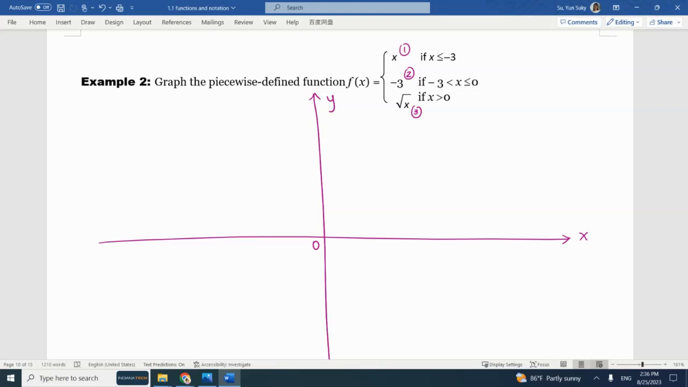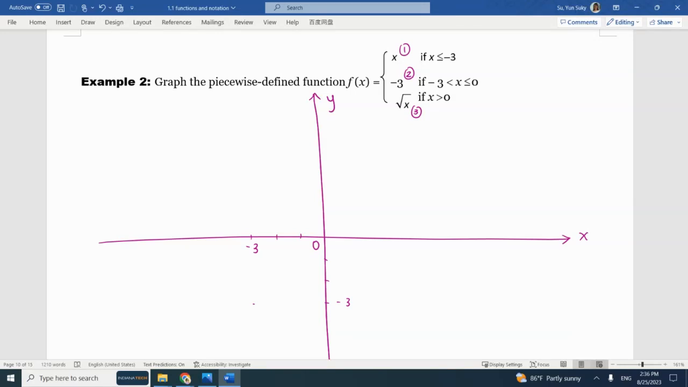Look at it. X, yeah. Sorry. Right. So, x is negative 3. So this is negative 3, right? And then, because the formula is x, so x is negative 3. We go down to negative 3, and we put a little dot there.